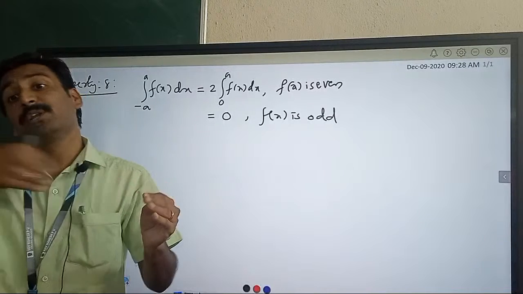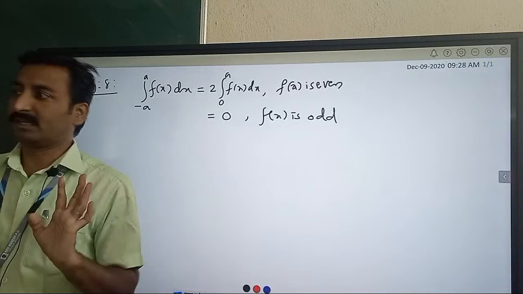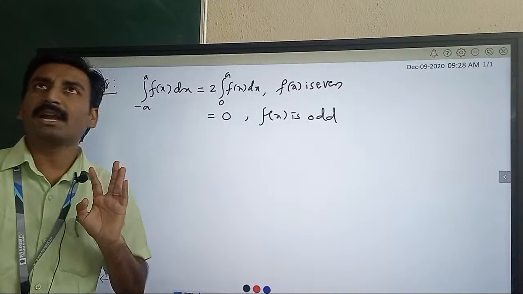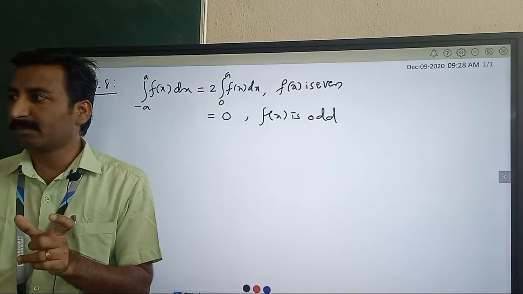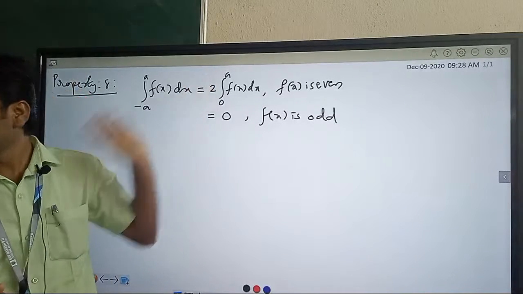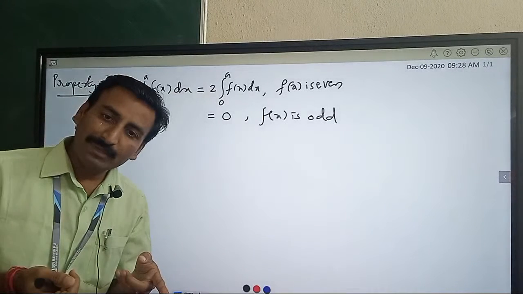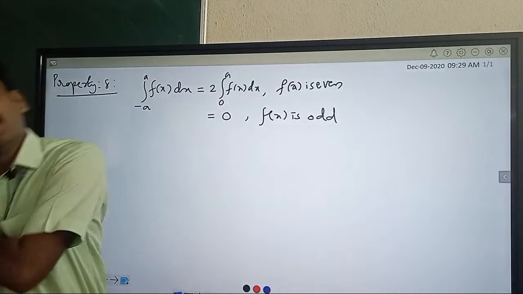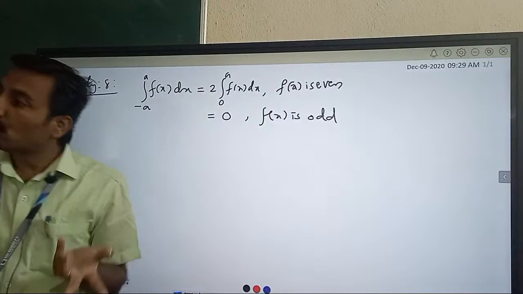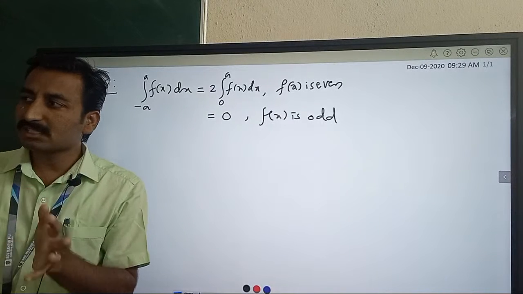But the same you used for property number 7. Property number 7 said that f of 2a minus x is the same as f of x, so it becomes 2 times the integral from 0 to a of f of x dx. If f of 2a minus x equals minus f of x, then it is 0. Sir, what is this, I am not understanding it a little.